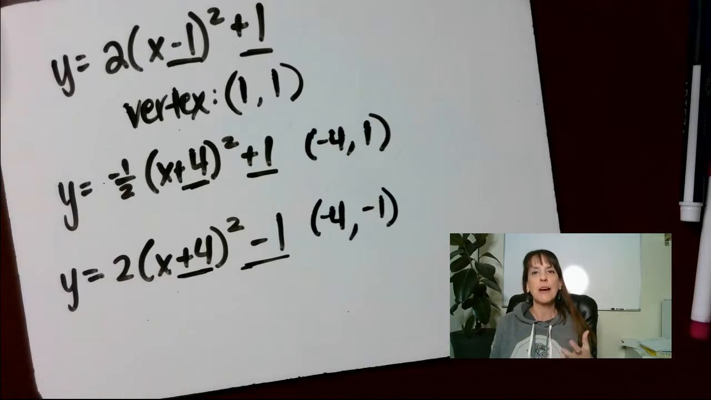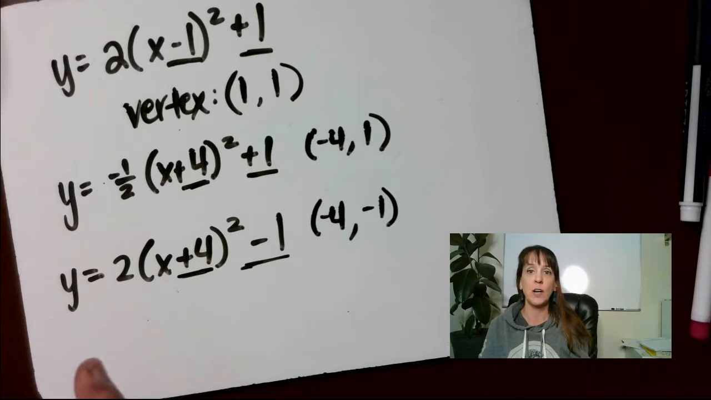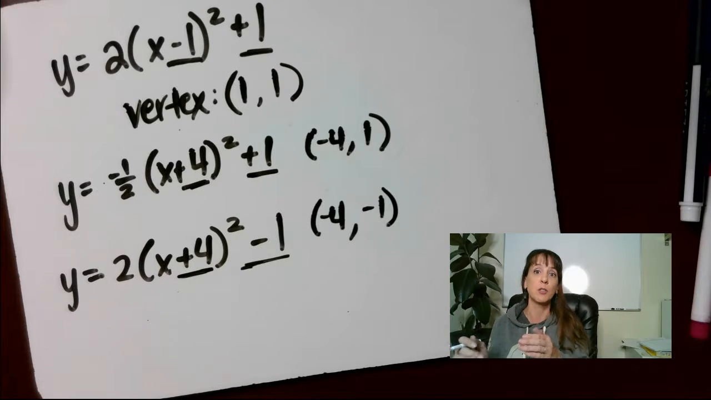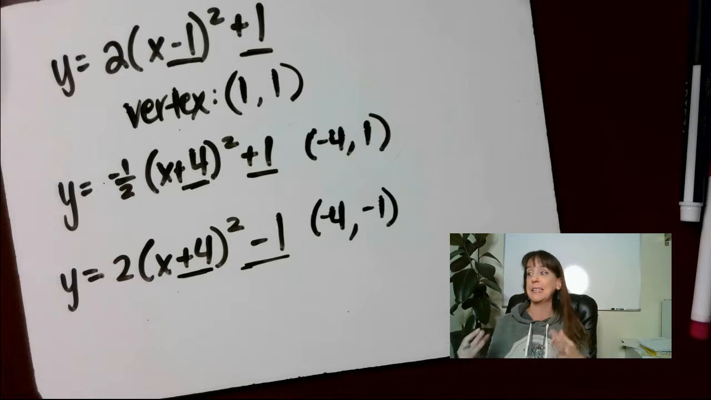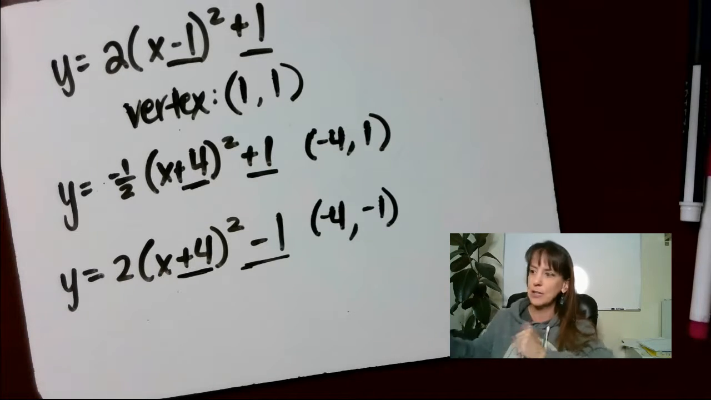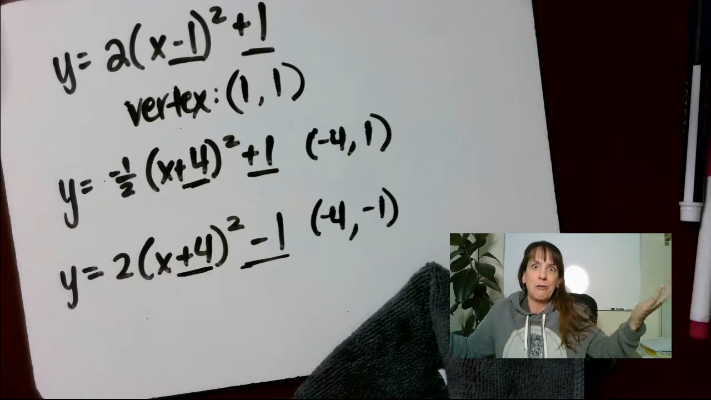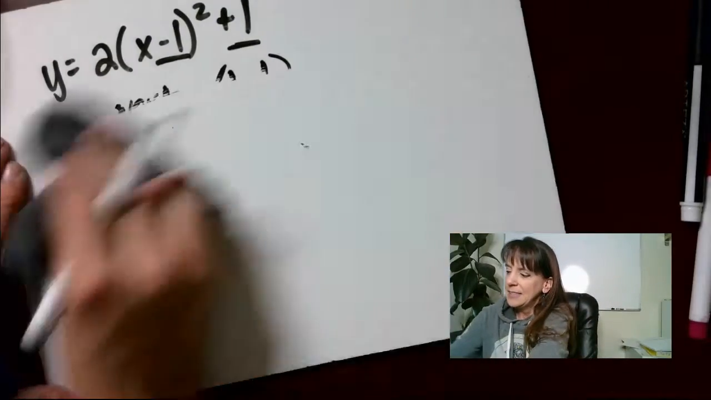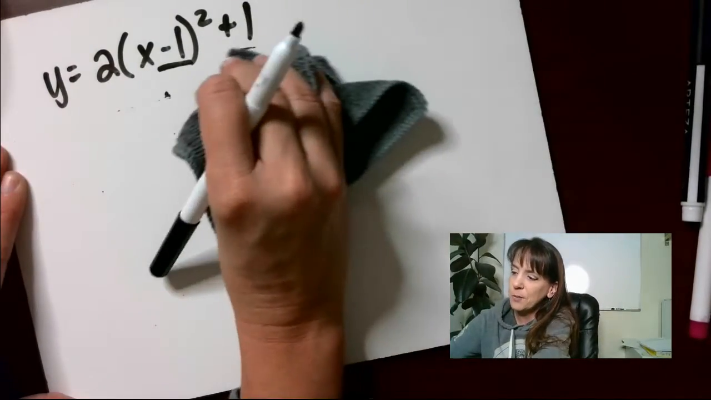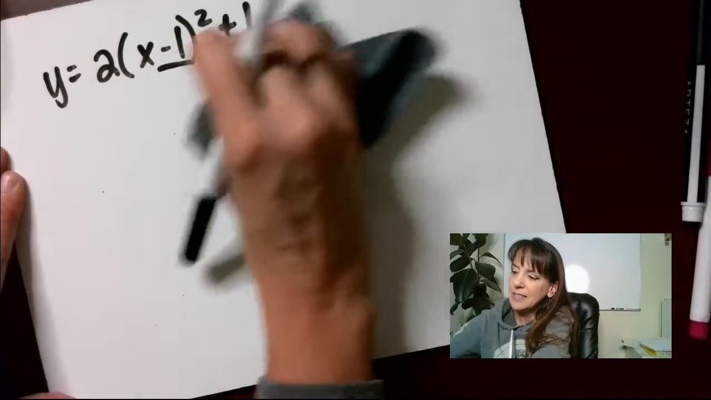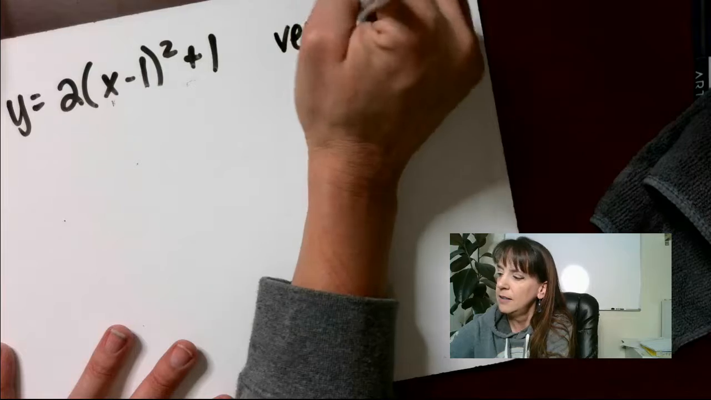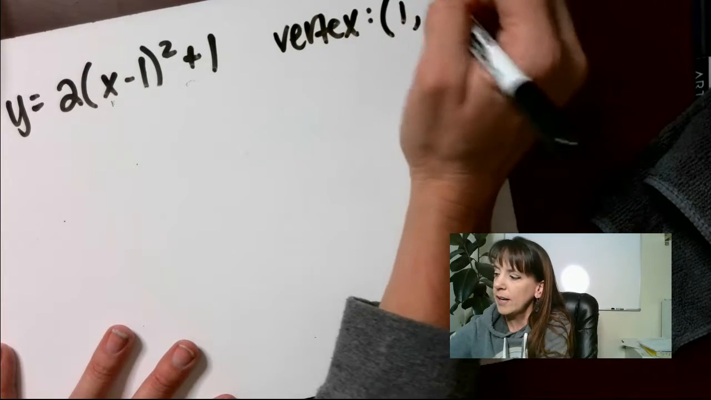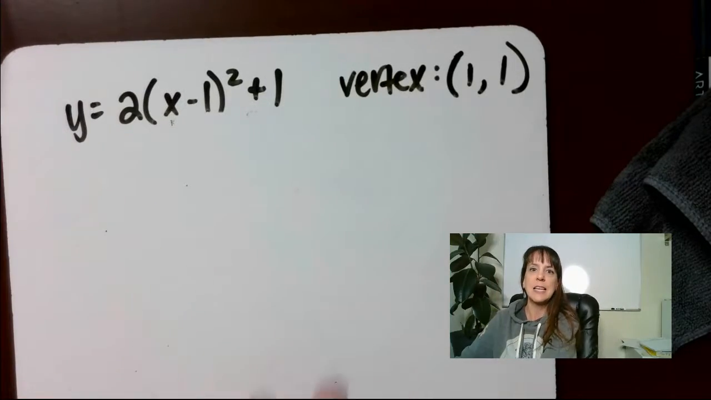Knowing that vertex means now we can go out and do an XY chart and plug and chug some numbers on either side of our vertex, right? So identifying the vertex is the biggest thing that you want to do. I love it when they're in vertex form because it's right there for you. So we're going to start with this top one here. I've got this in vertex form, so I know that my vertex is going to be 1, 1.